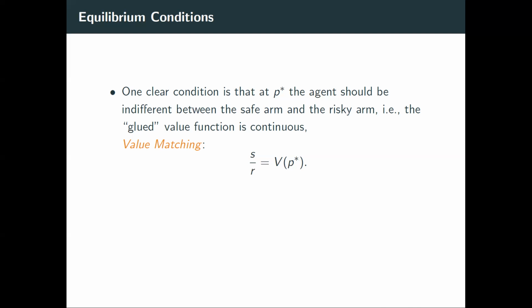At p star, you should be basically indifferent between these two options, right? One option is using the safe arm forever after, one is to continue with the risky arm. Both should be fine. Both should give you the equal amount at this p star. That's the value matching.